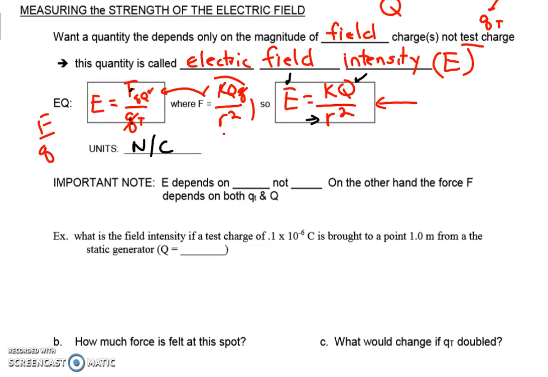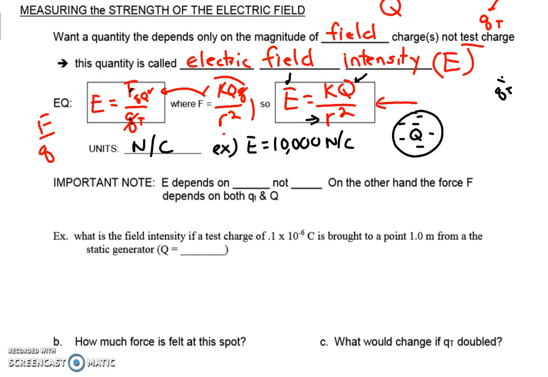Okay, so for example, if we were to have a field E of 10,000, usually they are a large number, newtons per coulomb. What that's basically saying is, let's say we draw the source of the charge, and let's say it's negative, and that's big Q. What we're saying is, for every little q coulomb of charge that we bring, it's going to feel 10,000 newtons of force at that spot.